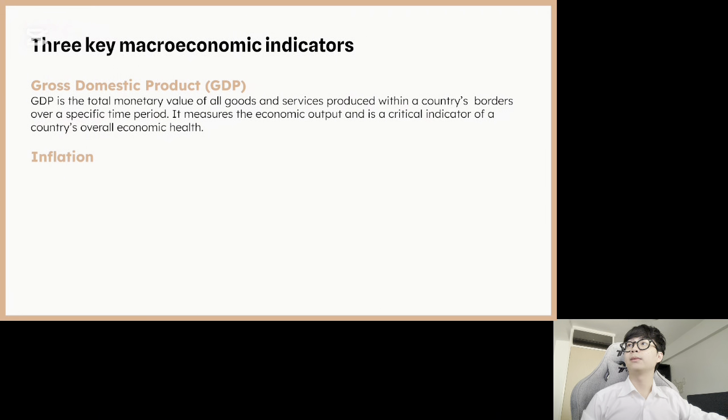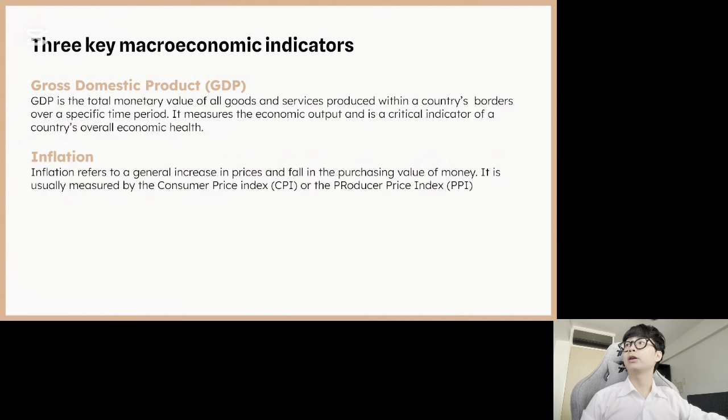Next is inflation. Inflation refers to the rate at which the general level of prices for goods and services rises, eroding purchasing power over time. It is typically measured by the Consumer Price Index or the Producer Price Index.